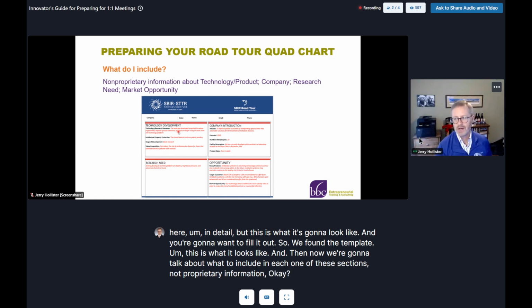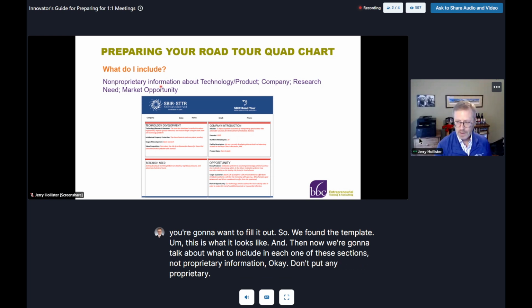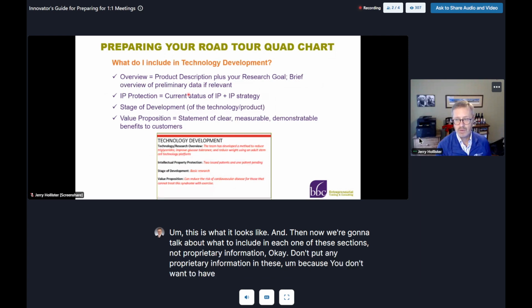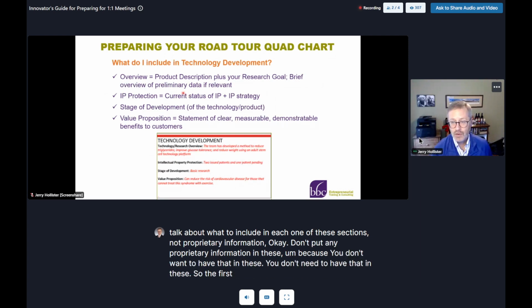Don't put any proprietary information in these, because you don't want to have that in these. You don't need to have that in these. So the first section, the first quadrant, what do I put in the technology?